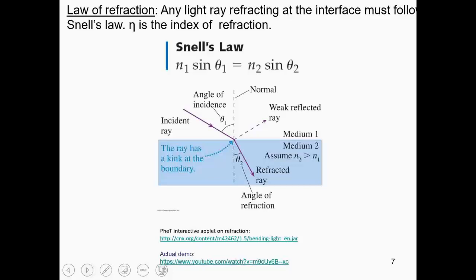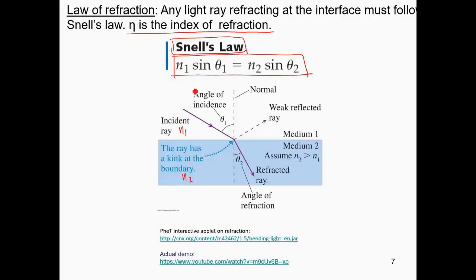Just like reflection, refraction has a law. It's called Snell's law, because he discovered it. This equation is simply Snell's law of refraction. It says n1 sine theta 1 is equal to n2 sine theta 2. So what are n1 and n2? n1 and n2 are the indices of refraction. They depend on the density of the medium, so different media have different indices of refraction.